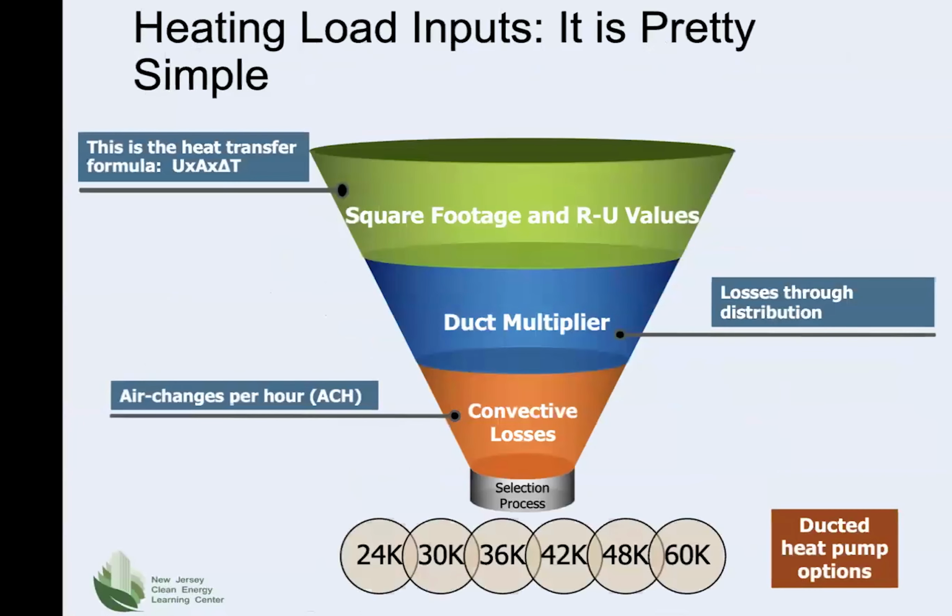Although the process for performing heat load calculations and selecting equipment may seem challenging, it boils down to only 4 simple steps. 1, calculate the heating and cooling energy needed based on heat transfer principles. 2, determine the duct loss. And 3, determine the impact of infiltration. This will be expressed in air changes per hour. And lastly, select from a limited range of heat pump capacities that are available in the market.